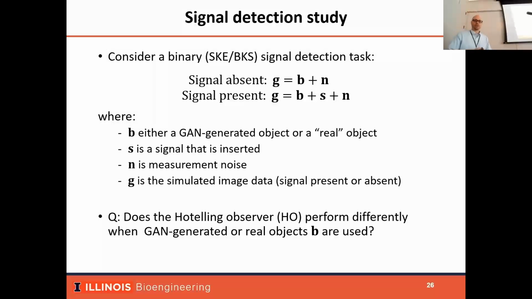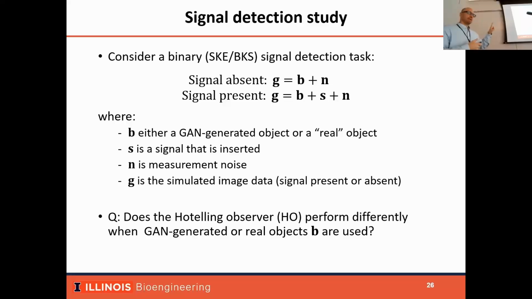Here's just a description of the signal detection study that we implemented, and then I'll go on to the results. So we considered a binary detection task, a signal known exactly, background known statistically task, right? And so we have our image data g can be expressed as some background image plus noise, or the background image plus a signal plus noise. So we assume the signal is known. It's just going to be, again, a Gaussian blob. But the background is variable, and of course, so is the noise.